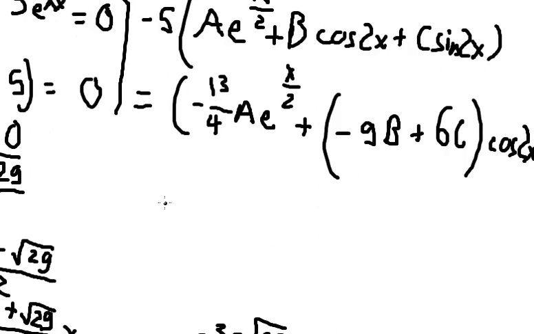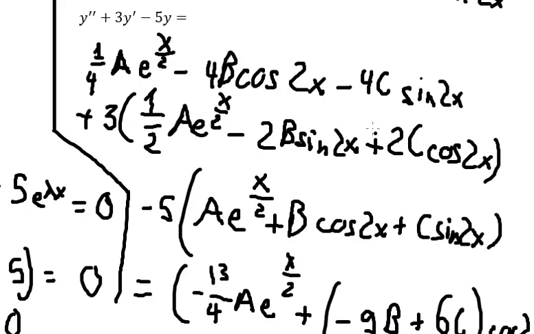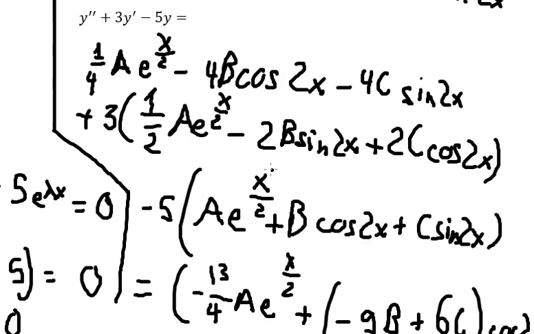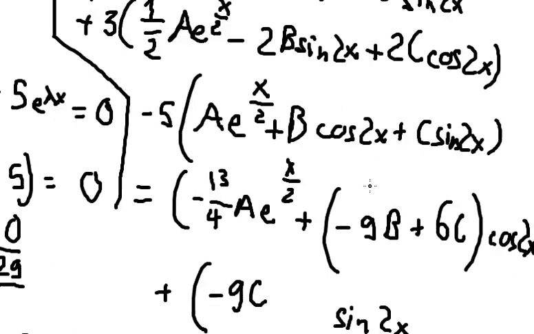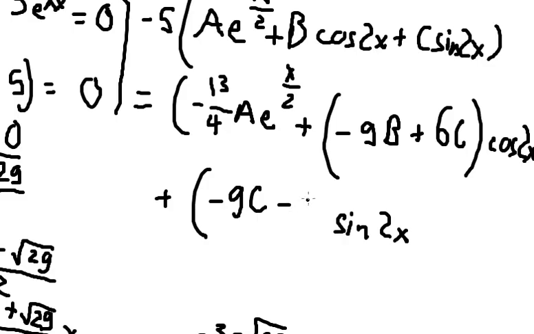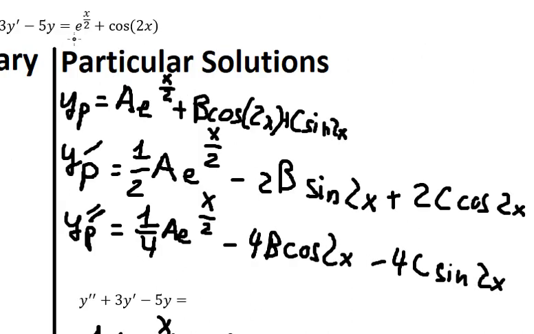The next one, that is sine 2s. About this one, we have this one and this one. So we have negative 5 with c and negative 4c. That is negative 9c. And negative 2b with 3, we have negative 6b. And now we need to compare the coefficients of this one.